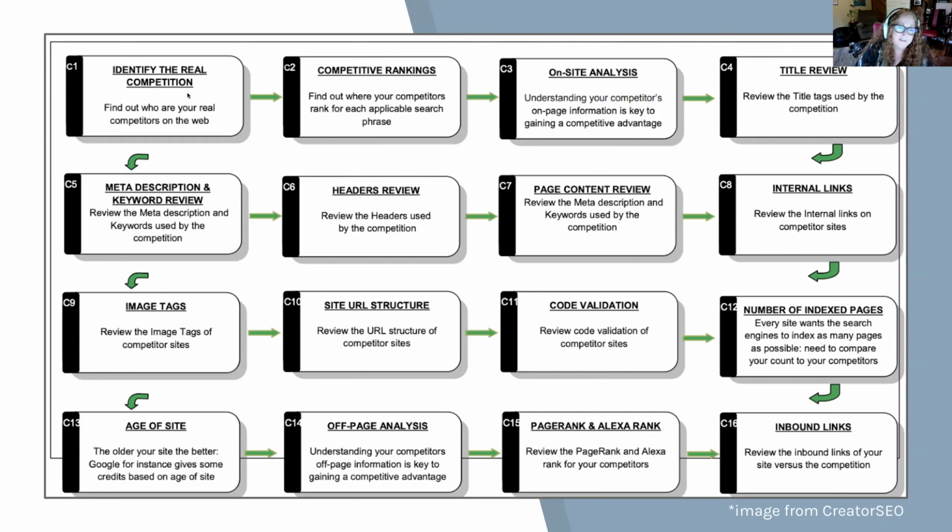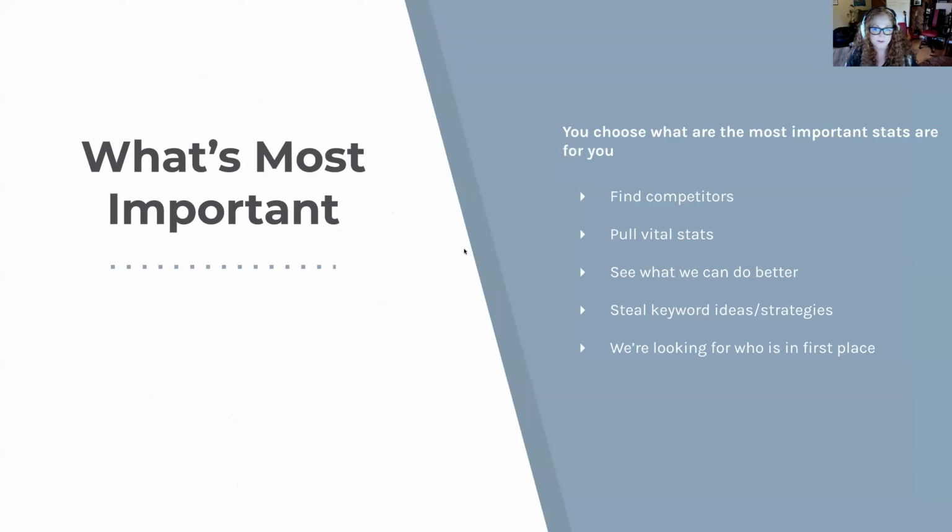But we want to identify our competition first, and then we want to look at what they're doing, and we want to check out and analyze their site, see what they're doing from their meta descriptions and their headers and their content, see their internal linking. Do they have image tags? How is their site structure? What's their code? We're not going to do all of these things because, as I said, you're going to pick your own way of measuring your competitors and what they're doing.